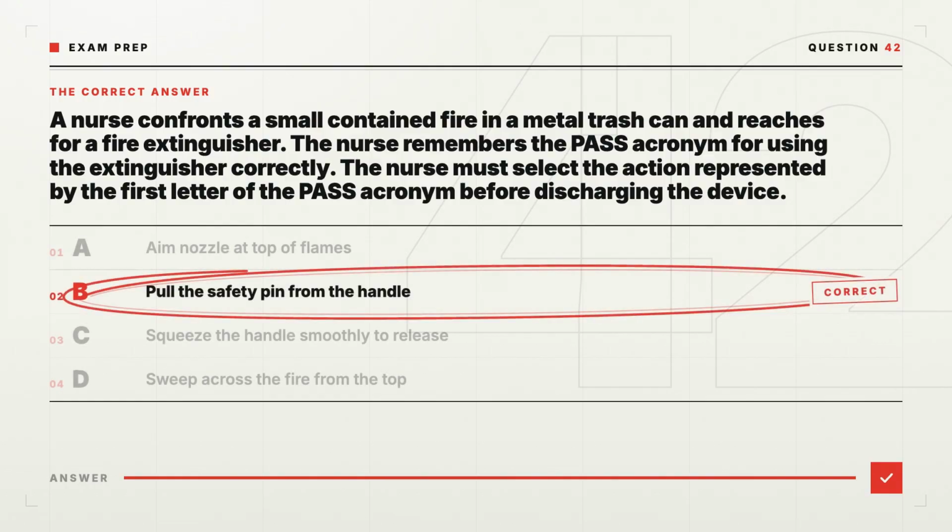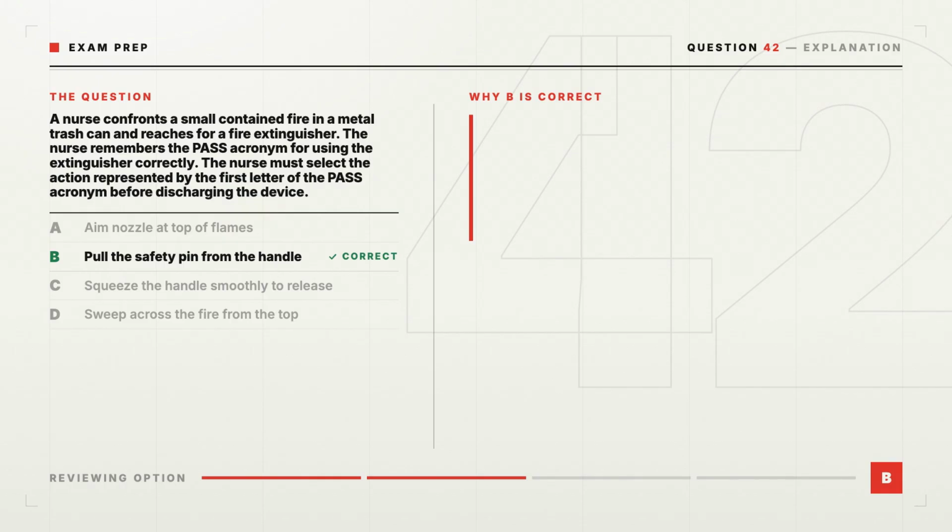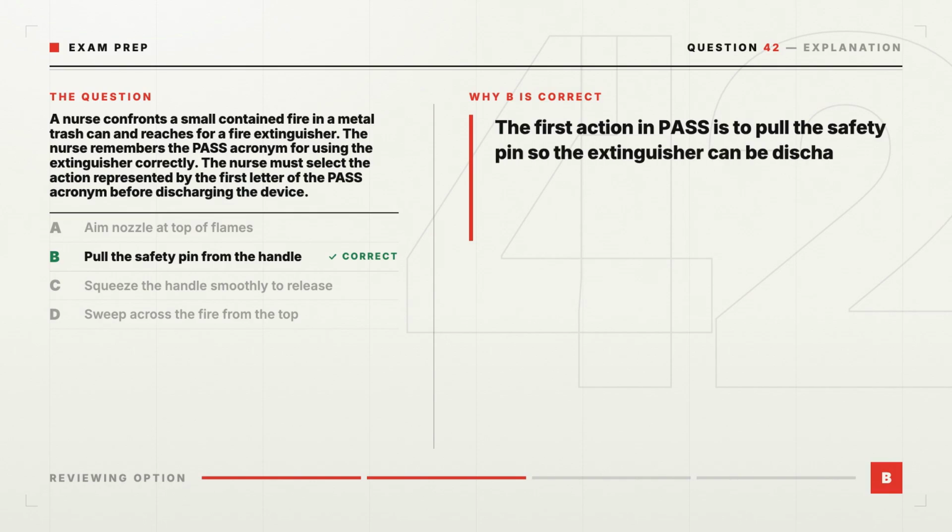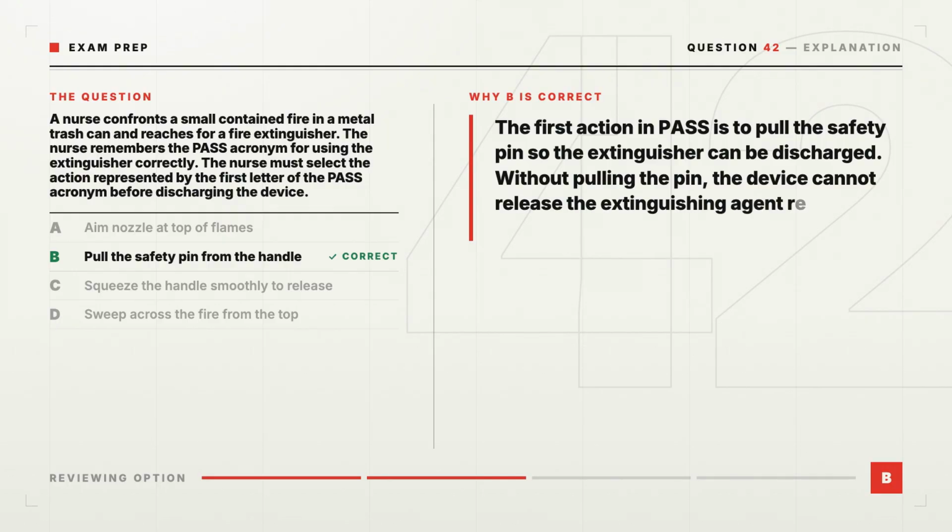The correct answer is B. Pull the safety pin from the handle. B is correct because the first action in PASS is to pull the safety pin so the extinguisher can be discharged. Without pulling the pin, the device cannot release the extinguishing agent regardless of how the handle is squeezed.